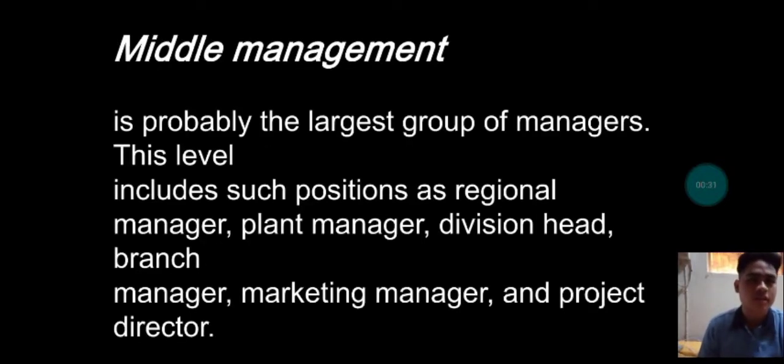And the next is the middle management. These are the higher managers, like general managers, plant managers, division heads, and branch managers. They're directors. They are the second in command in companies. That's why they are the middle management.